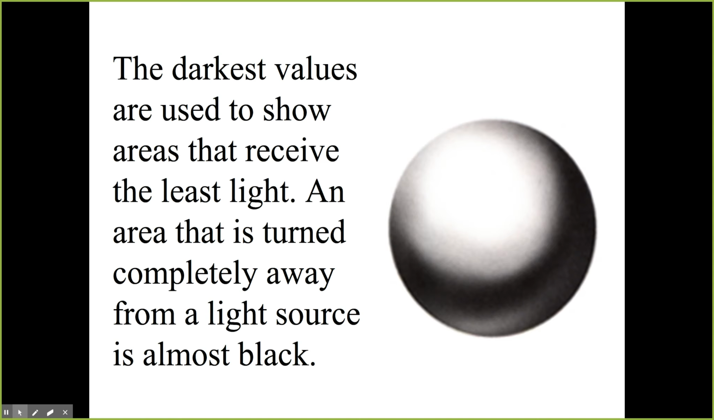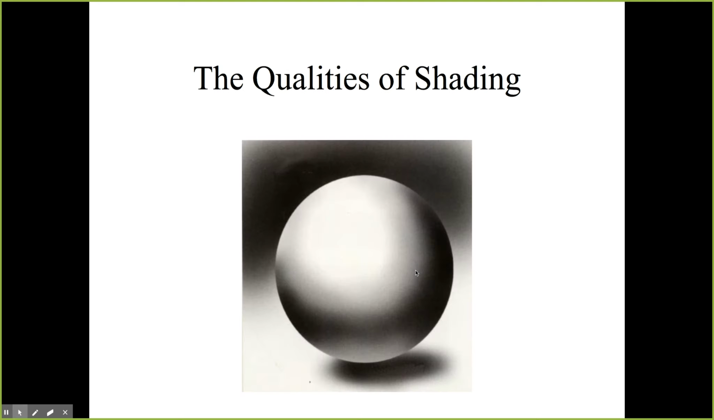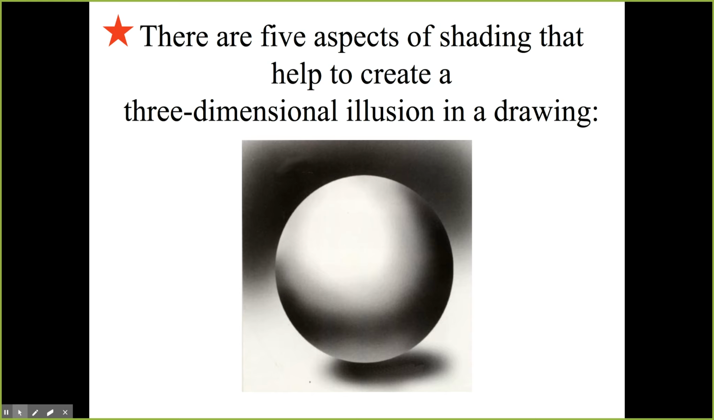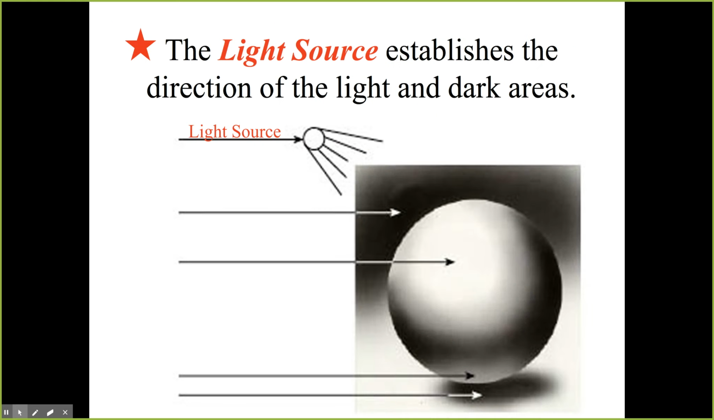The darkest values are used to show areas that receive the least light. An area that is turned completely away from a light source is almost black. So that's right in here, that almost black area. The qualities of shading. This is what we're going to be talking about. Shading is the gradation of tone or the merging of one shade or value into another. There are 5 aspects of shading that help to create a three-dimensional illusion in a drawing.